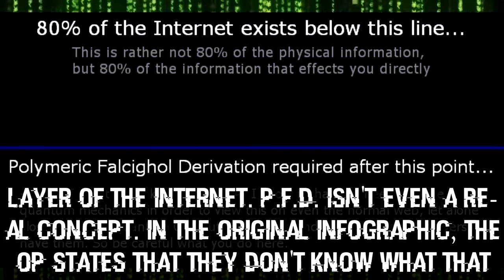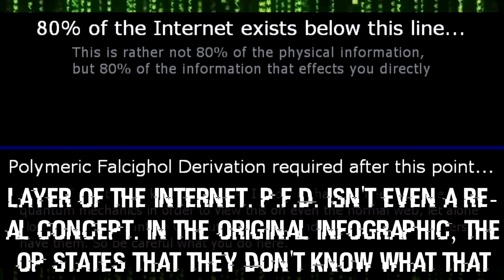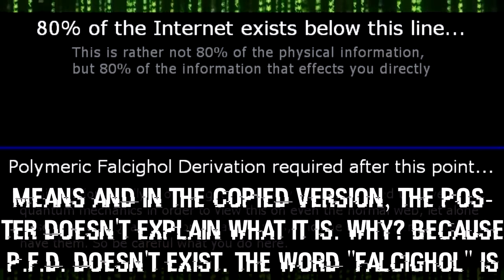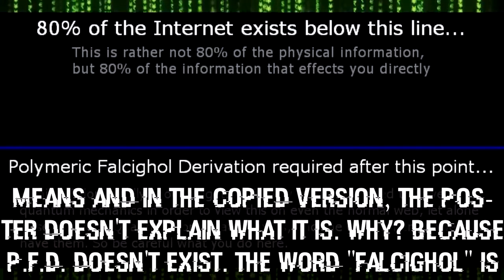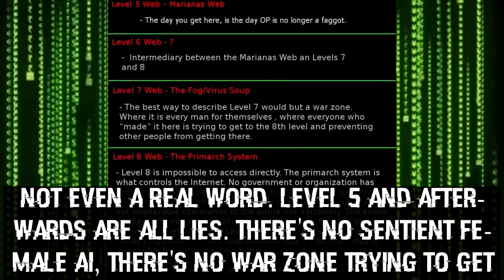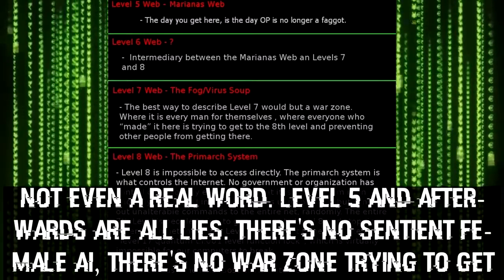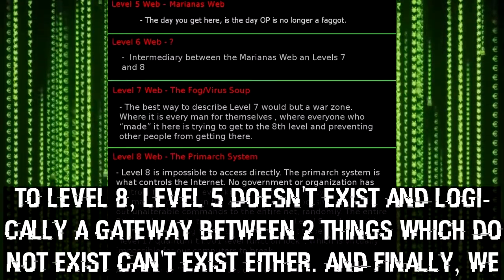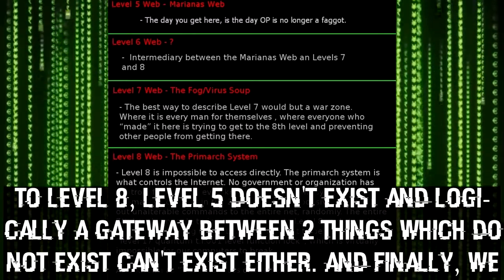Polymeric factorial derivation isn't even a real concept. In the original infographic, the OP states that they don't know what that means, and in a copied version, the poster doesn't explain what it means. Why? Because polymeric factorial derivation doesn't exist. The word factorial isn't even a real word. Level 5 and afterwards are all lies. There's no sentient female AI, there's no Warzone trying to get to level 8. Level 5 doesn't exist, and logically a gateway between two things which don't exist can't exist either.